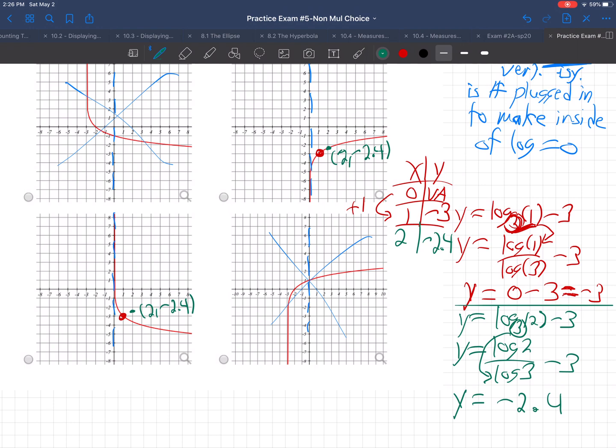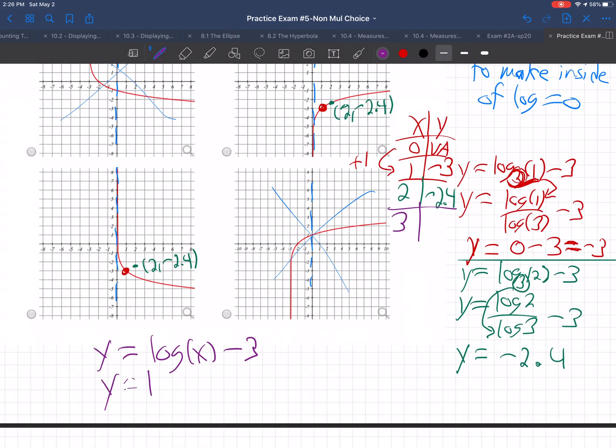Now if you're still not sure, you could go 1 more. You say, well, I don't know about that decimal. I'm going to go up 1 more. Go to 3. That'll be fine. I'll do it over here. Y equals log base 3 of x minus 3. That's our formula, right? So plug in 3. You'll get log 3 over log 3 minus 3, which will come out minus 2.